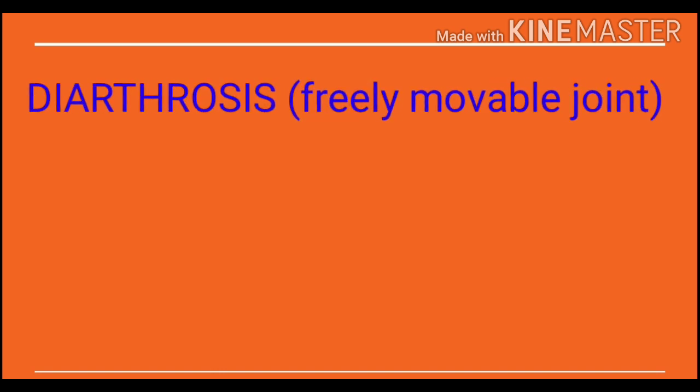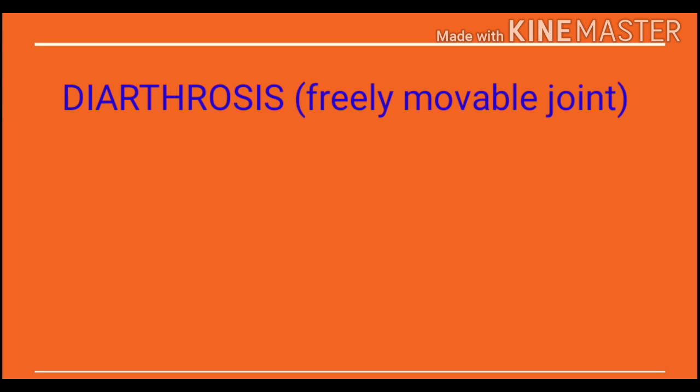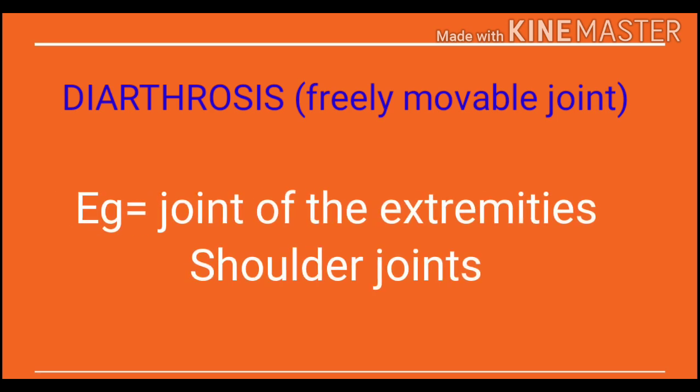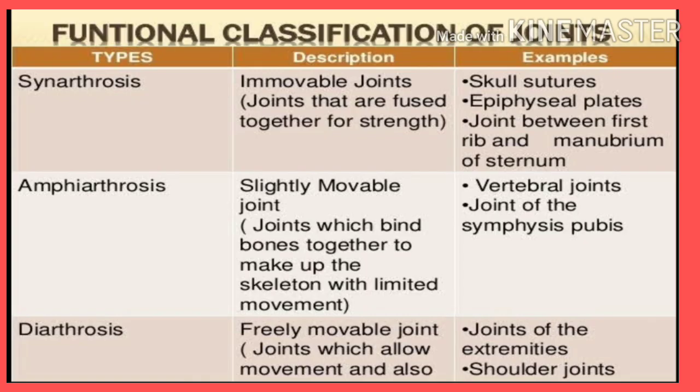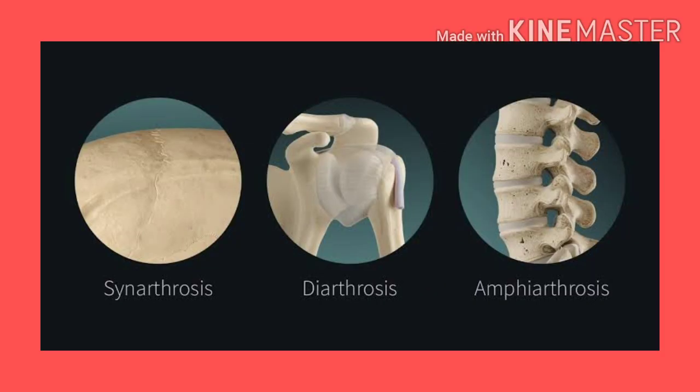Now we have diarthrosis, they are freely movable joints, and examples of diarthrosis are joints of the extremities like shoulder joints. So in the functional classification of joints, we have synarthrosis, diarthrosis and amphiarthrosis. Here is the picture of synarthrosis. The example of synarthrosis is the skull bone. Then we have diarthrosis, that is the shoulder joint, and we have amphiarthrosis, that is the joint of the vertebra.